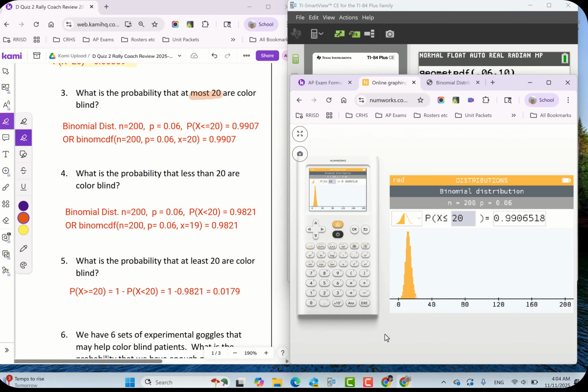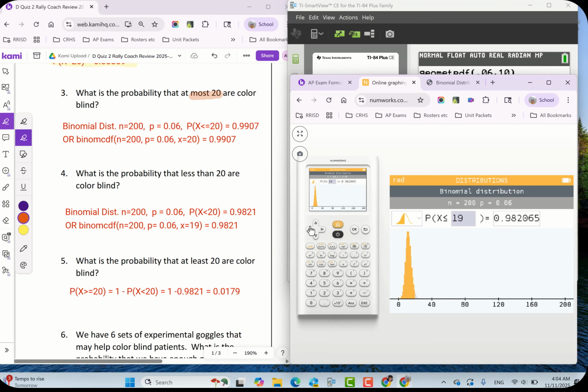If I go to the NumWorks, see how this is here? It doesn't really trace down there or anything like that. Here this says less than or equal to 20. I want to make sure I change that to 19. I still have the distribution up, so I just changed that. And you can see we had the same answer.